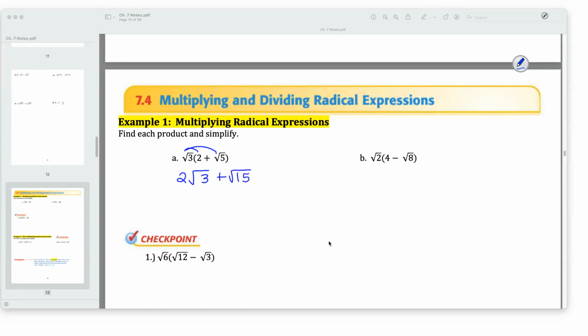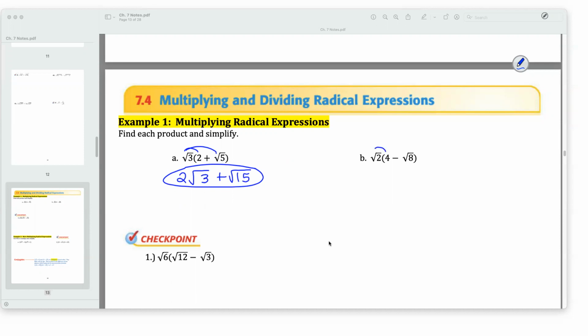Once you multiply that square root of 3 times square root of 5 and get square root of 15, you should always think or figure out, can I simplify that? Well, it's the square root of 15. 15 doesn't have any perfect square factors, so this would be the final answer. They're not like terms. There's nothing I can do to combine those further.